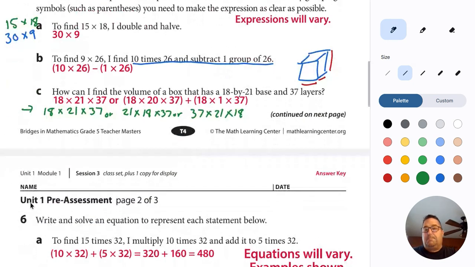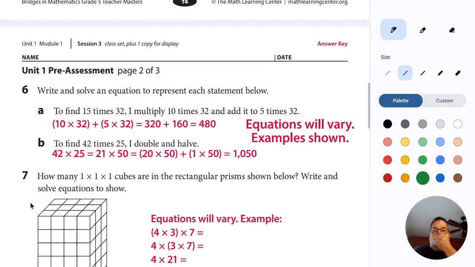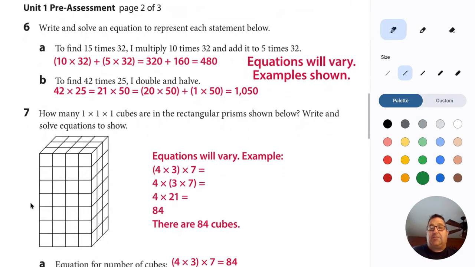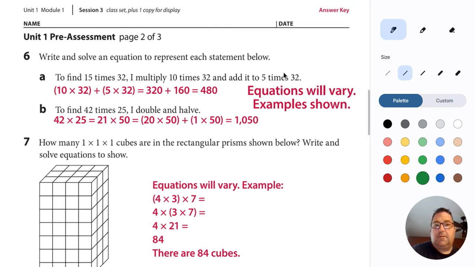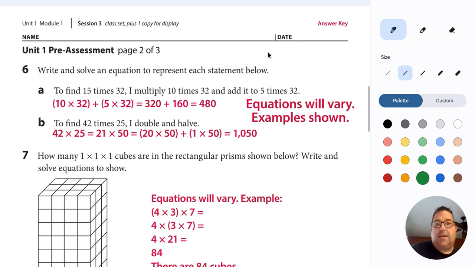Okay? Number 6. Now we have to write and solve an equation. So we are solving it. So to do 15 times 32, we can do 10 times 32, and then add 5 times 32. So let's take a look at what they're doing here. And for number 6a, again, we can break that 15 up into 10 and 5. So like in class, we say, hey, we're doing 15 times 32.